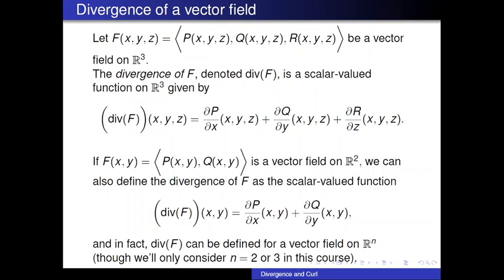And we could also define this for a two-dimensional vector field. We just wouldn't include the last component, because there wouldn't be one. In fact, divergence is something you can define for a vector field in any dimension of space. In this course, we're mostly concerned with dimensions 2 or 3. That's fine.